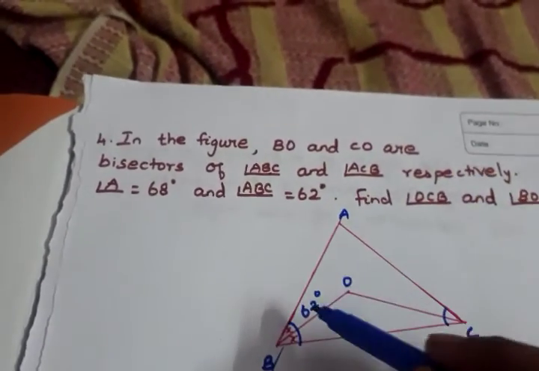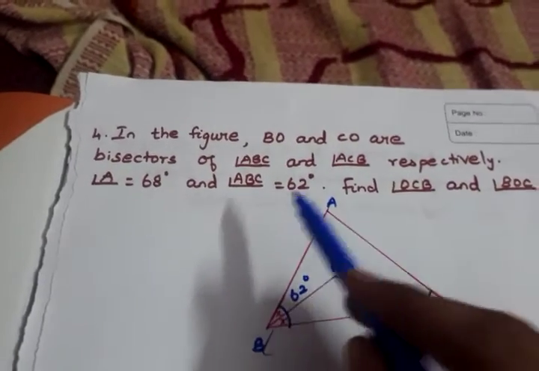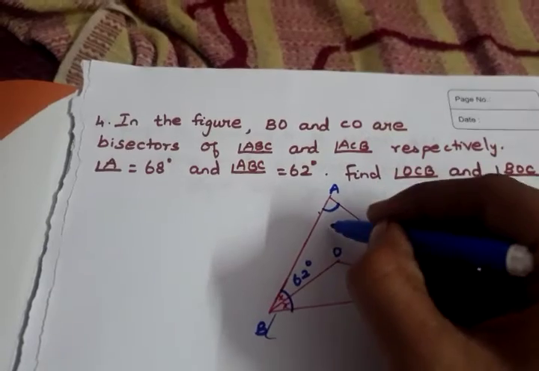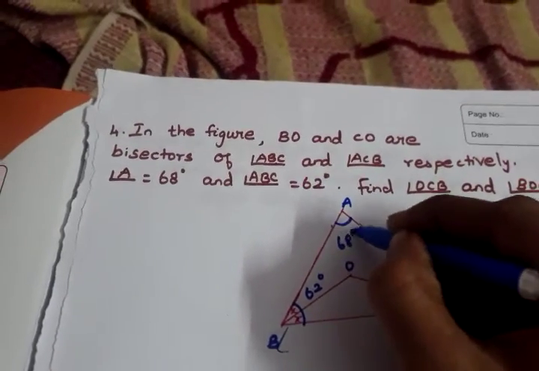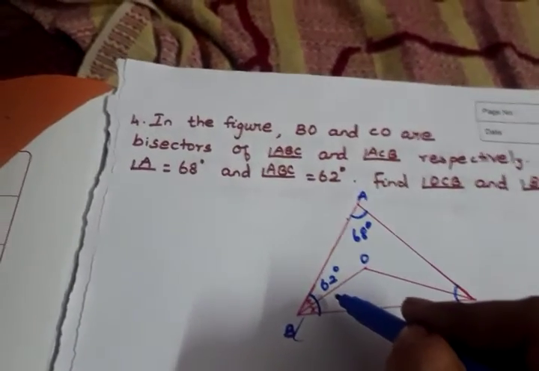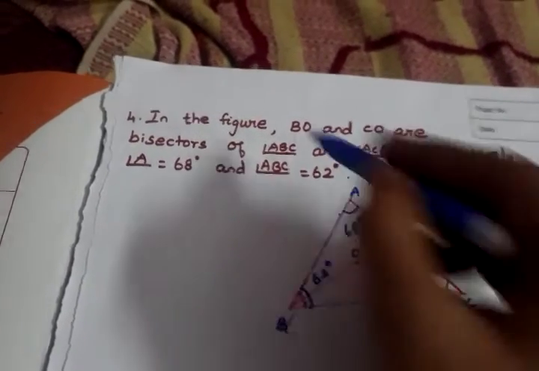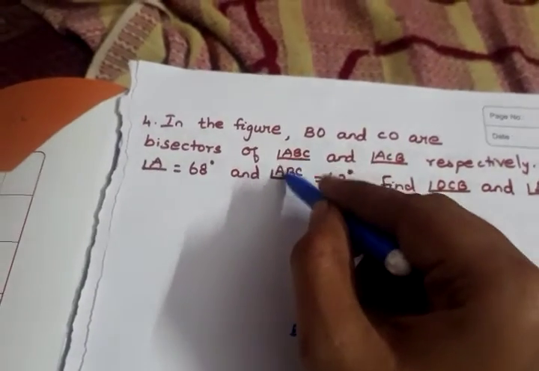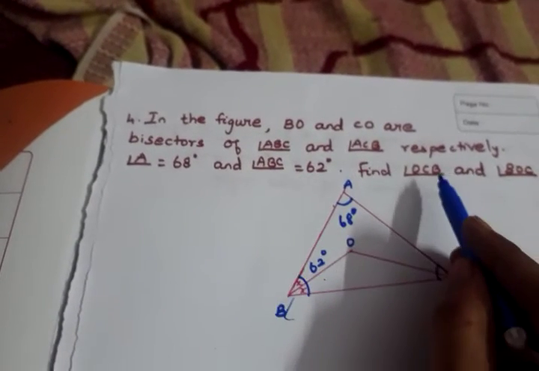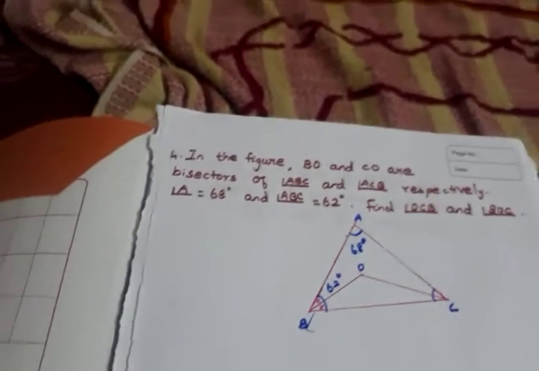So angle A equals 68 degrees. Angle A equals 68 degrees on this side. Then next, angle ABC equals 62 degrees, so angle B equals 62 degrees. Find the value of angle OCB and BOC. Okay. So next, solutions.